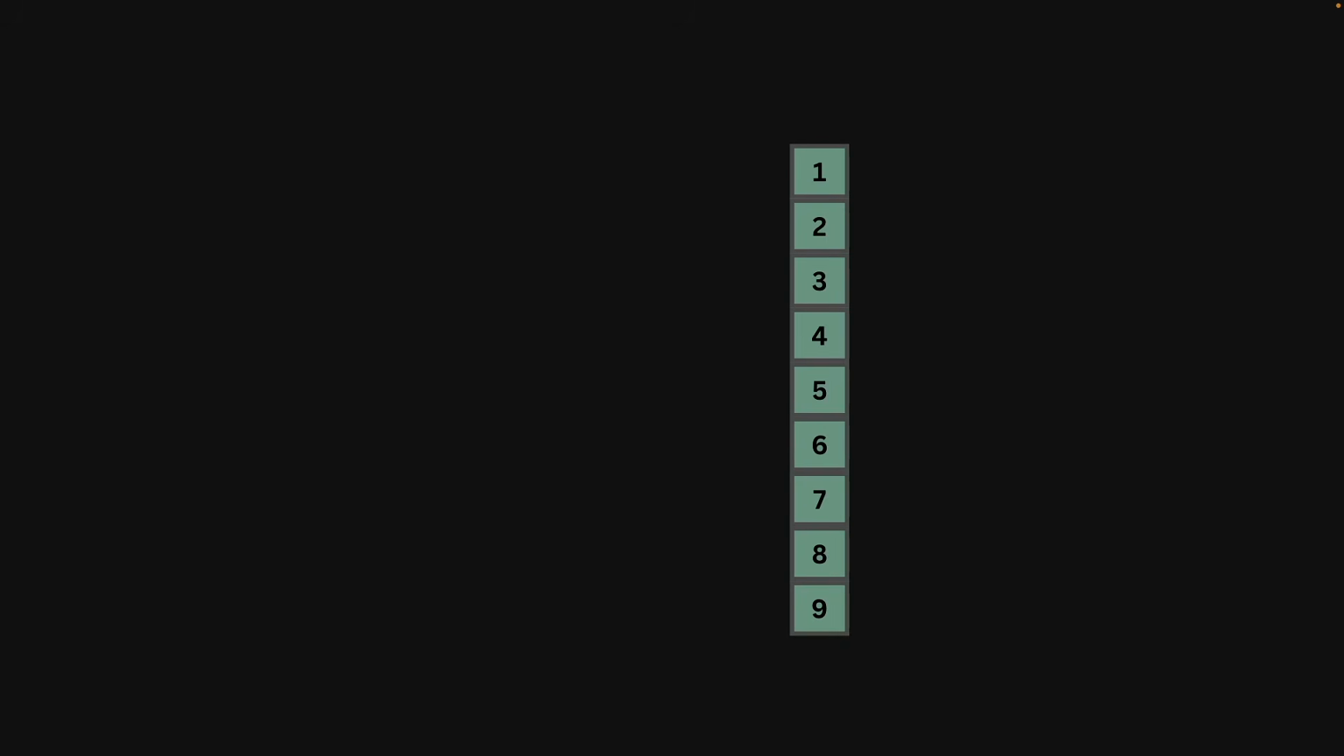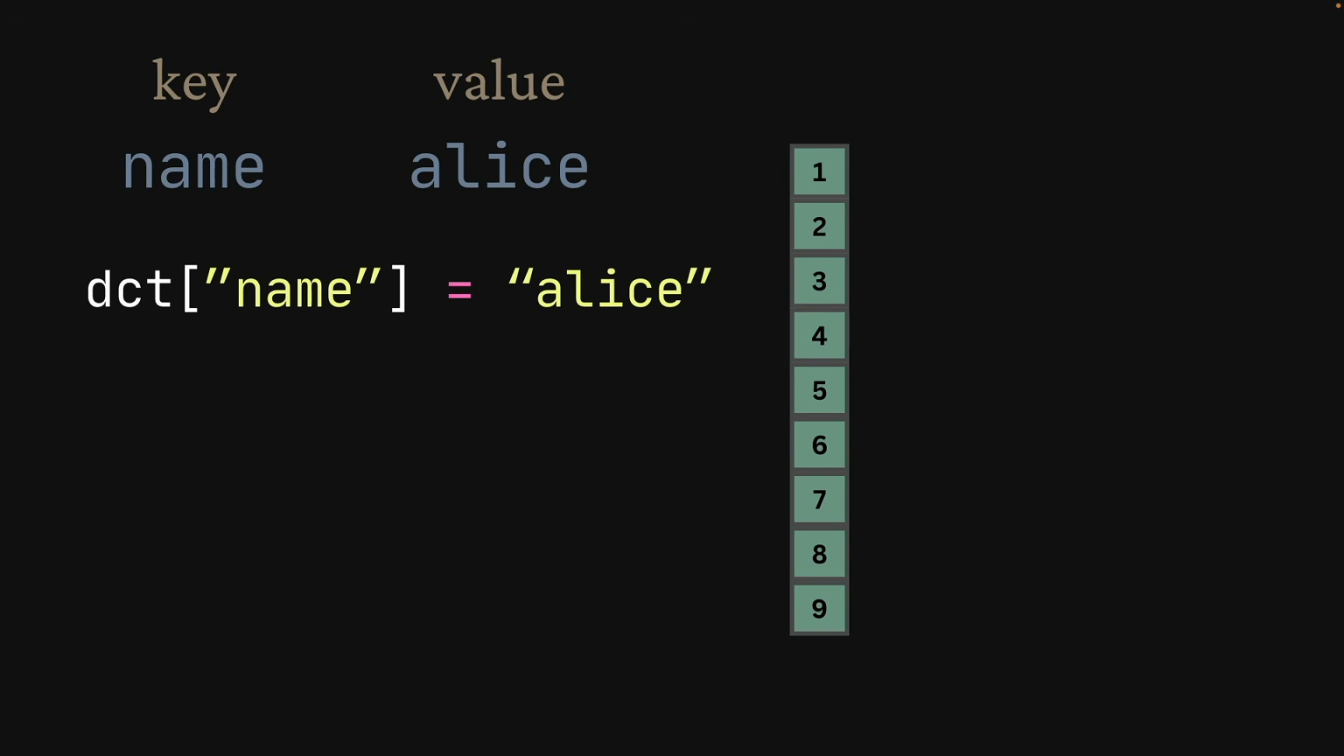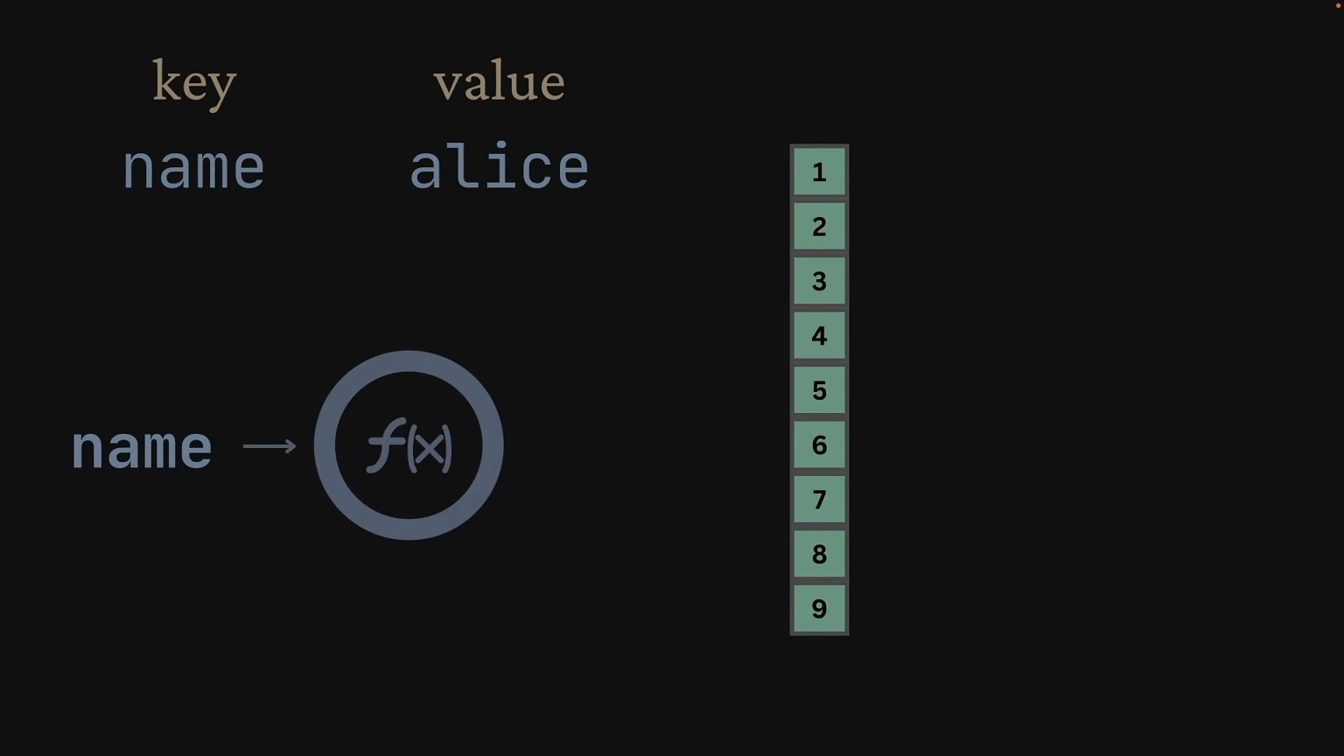Let's see how we insert into a hash table. We want to insert an entry with the key of name and value of Alice. This is the syntax in Python. Name is passed into the hash function. Let's assume 2 is returned. The entry is then stored in the second index of the hash table.